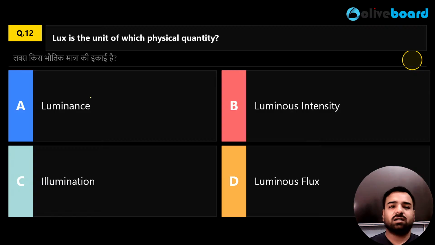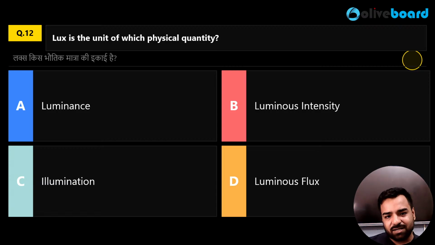Lux is the unit of which of the physical quantities? Aviral? Is it luminance, illumination, luminous intensity, or luminous flux? Areva, that's great. So guys, this time you cannot go with luminous intensity because that is actually the unit of candela. So that's not of the lux.